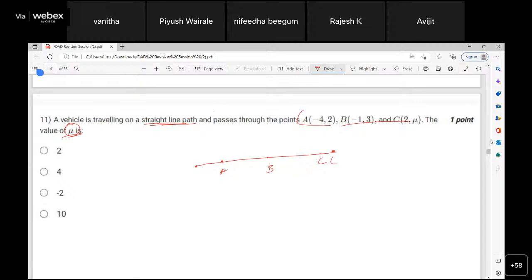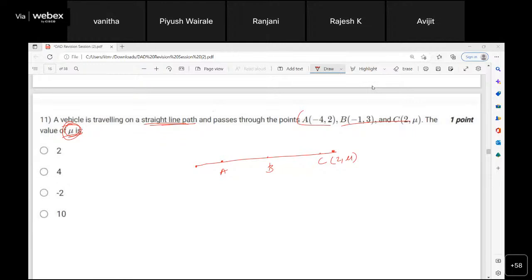Then what should be the value of mu? What is mu? Yes, anyone? The answer is 2. Okay, how? The thing is, the slopes are all the same for each of the line segments.